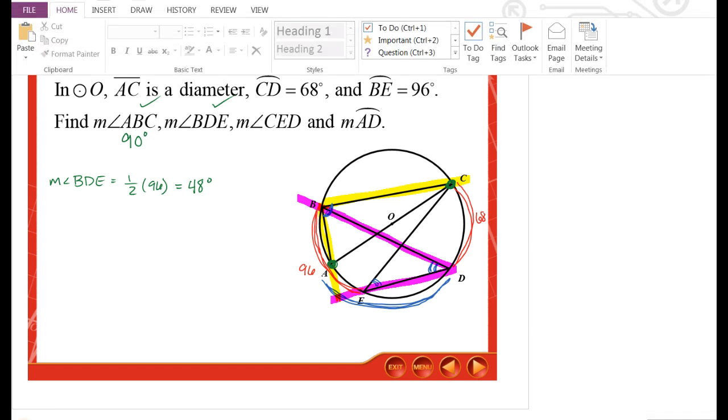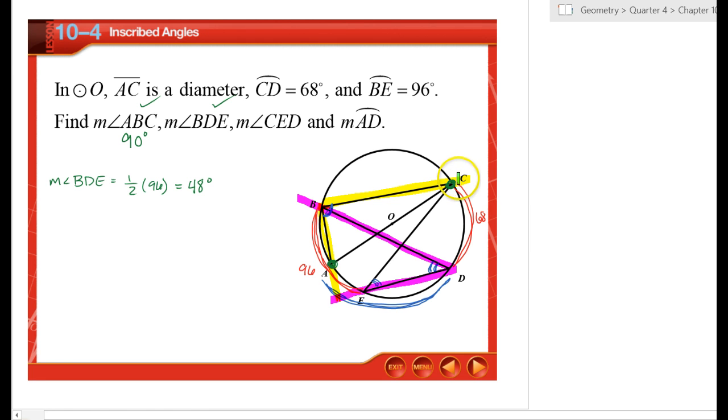CED. Let's look at CED. CED intersects my arc at 68 degrees. So that means the measurement of angle CED is 1/2 of 68, which is 34.